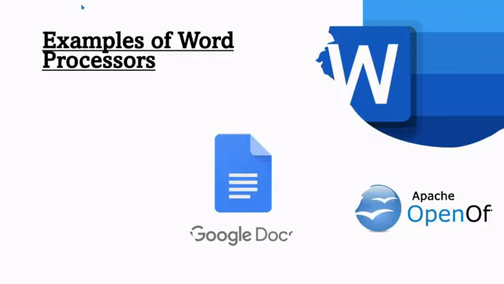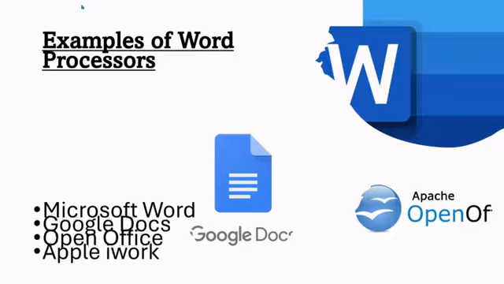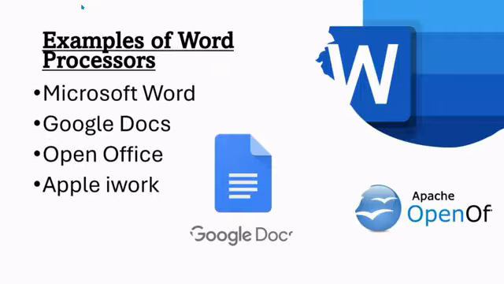Examples of word processors. So what are some of the applications that we can use now to create our documents? So we have Microsoft Word, we have Google Docs, we have OpenOffice, and we have Apple iWork.